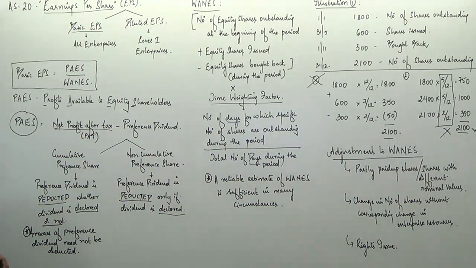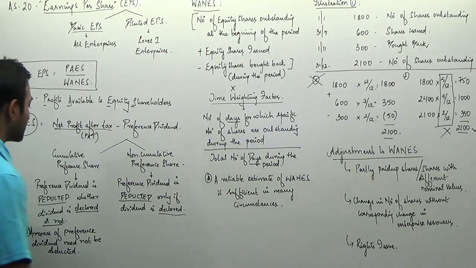Shares with different nominal value means, for example, one share is 10 rupees, another share has a face value of only 8 rupees, another share has only a face value of 5 rupees. So they are called shares of different nominal value. Then there is change in number of equity shares without corresponding change in our enterprise resources, we'll have to think about that. Last one is the rights issue.